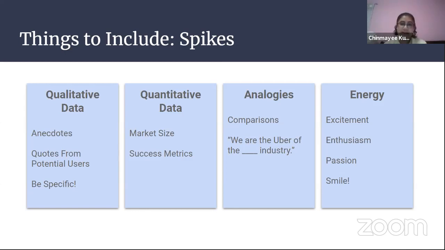And then the third point is having analogies. So it's really important to have comparisons if you can have them. So having something like, we are the Uber of the blank industry.